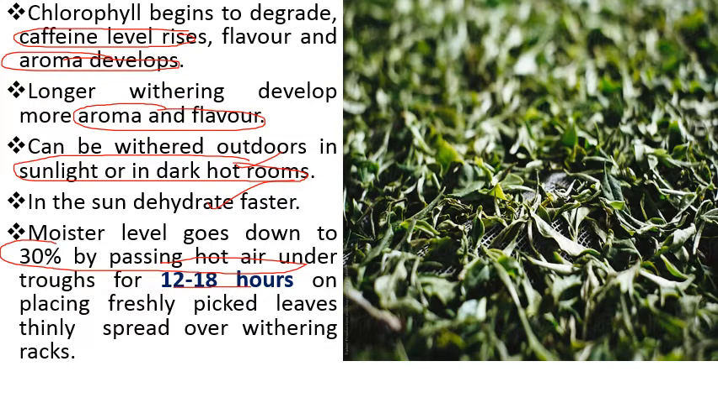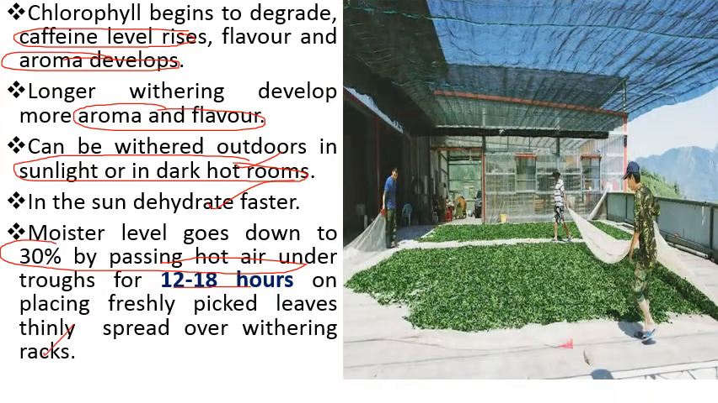So in the special aerated rooms hot air is blown for 12 to 18 hours, so that the moisture level goes down up to 30% on placing freshly picked leaves thinly spread over the withering racks. There are special racks on which these leaves are placed. We can also dry, or wither, them in open sunlight.